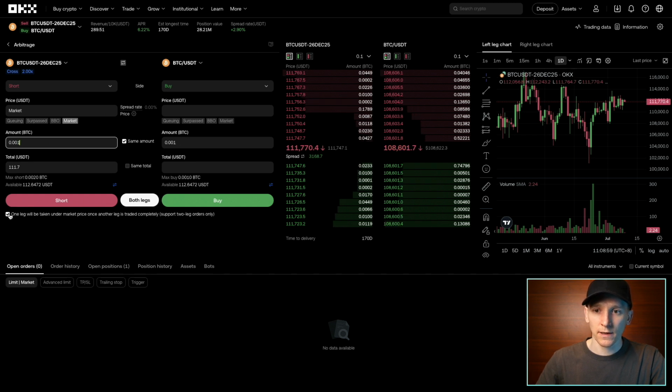Then you want to go down and click this. One leg will be taken under market price once another leg is traded, just to make sure that both legs are done at exactly the same time. You can see the amount here. Press this one in the middle, both legs. Click that. It will open the trade for you.